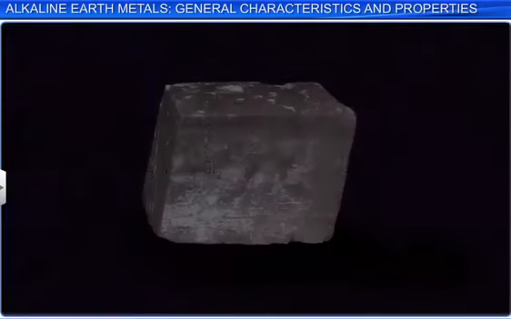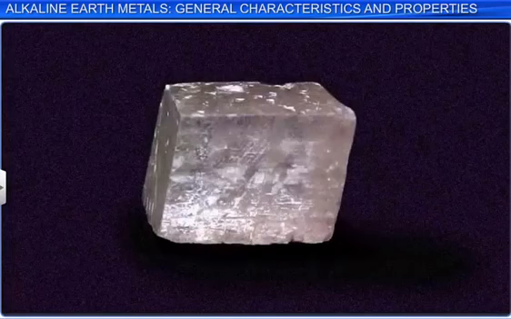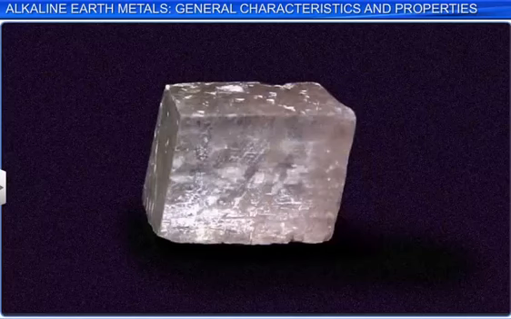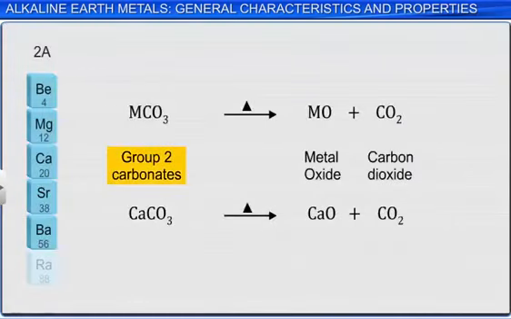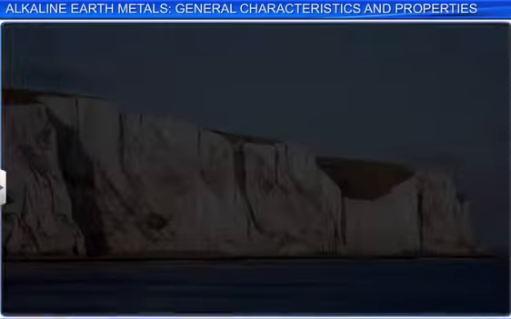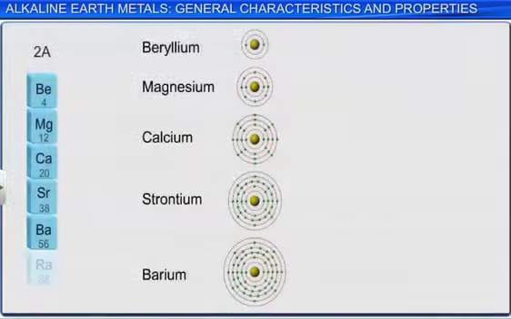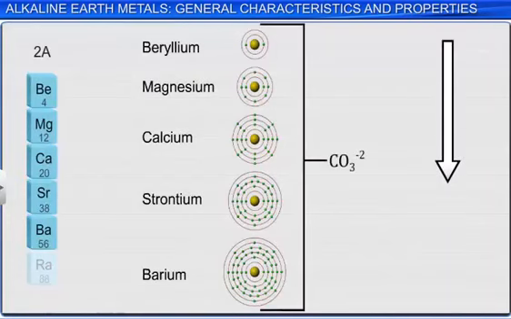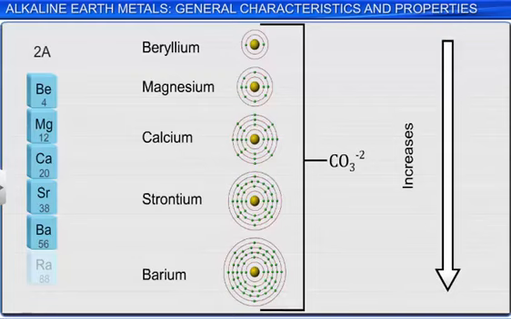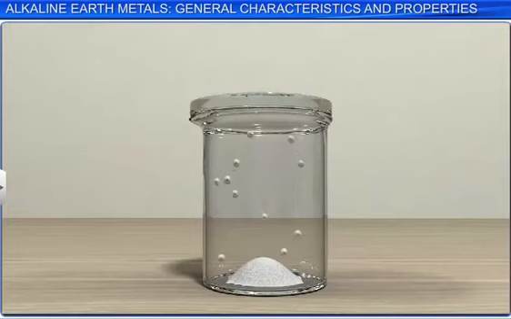A photograph of the mineral calcite, a naturally occurring form of calcium carbonate, is shown here. The group 2 metal carbonates decompose upon heating to form the oxide and carbon dioxide, as shown for calcium carbonate here. The White Cliffs of Dover consist primarily of calcium carbonate. The thermal stability of calcium carbonate increases as the metal cation increases in size. Beryllium carbonate is unstable and must be kept in a carbon dioxide atmosphere.